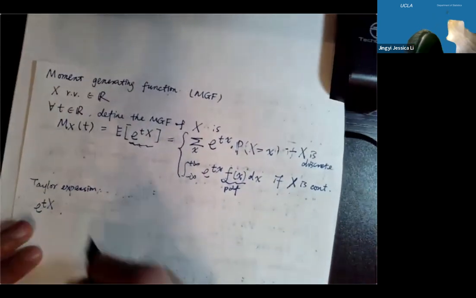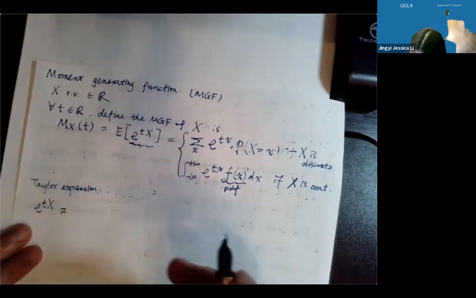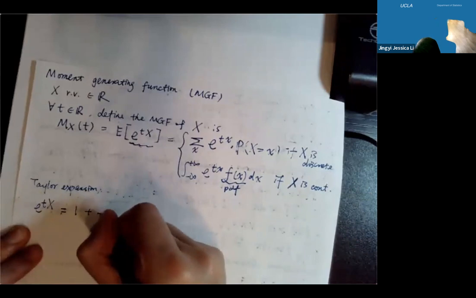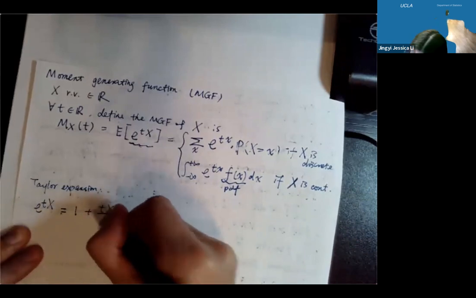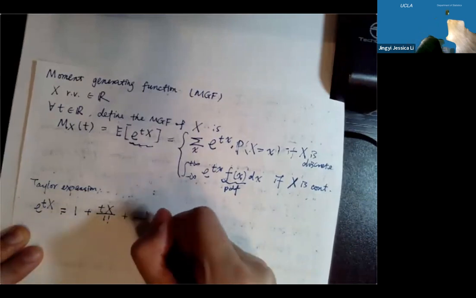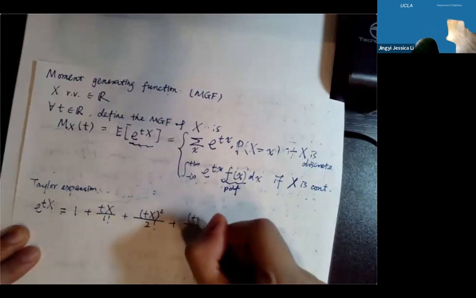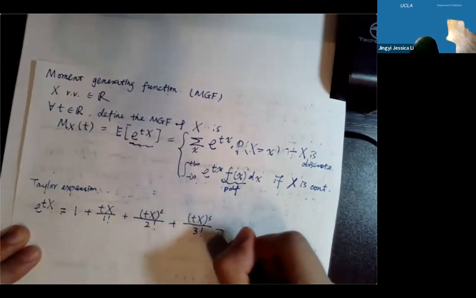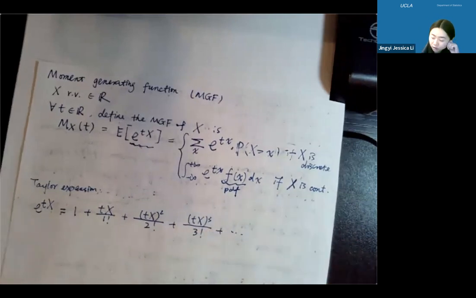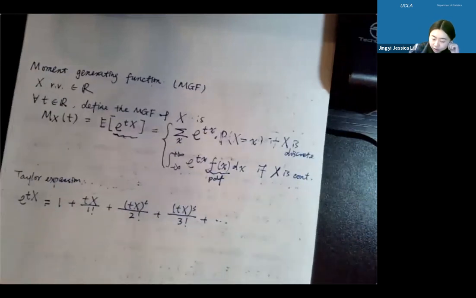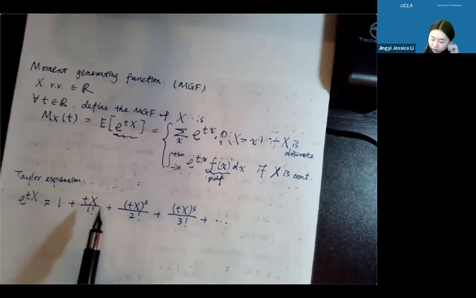exponential function. So actually a fact is that its expansion looks like 1 plus 1 factorial tx plus tx squared divided by 2 factorial plus tx cubed divided by 3 factorial, and so on. This is the special form of the Taylor expansion of the exponential function. And this expansion converts an exponential function to a polynomial function. And you know, this polynomial function will remind us of the moments, right?